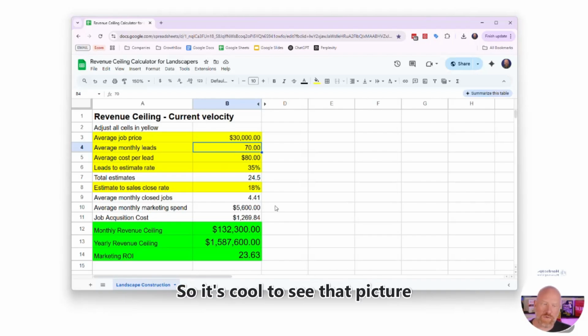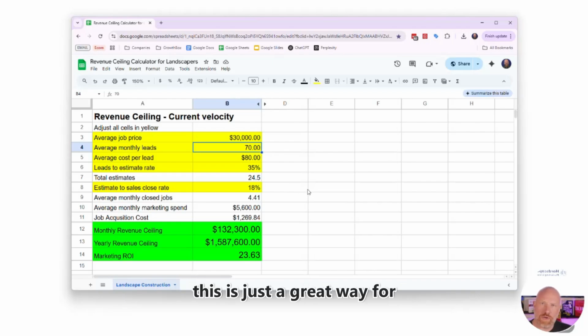So it's cool to see that picture and where things are at. Now, you might want to do that if you're taking more market share. Maybe you hired a junior salesperson and they're just training in, so your close rates, of course, are going to drop because of that. But again, it's picking: are you in growth mode or are you in profit mode for this year? So anyway, this is the revenue ceiling calculator.